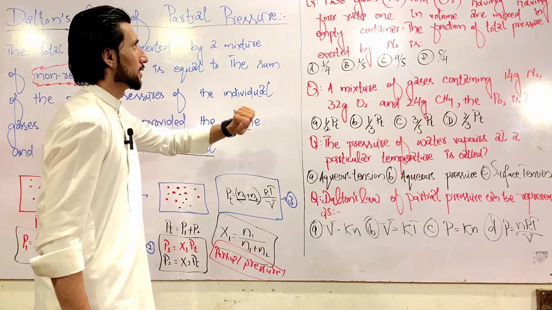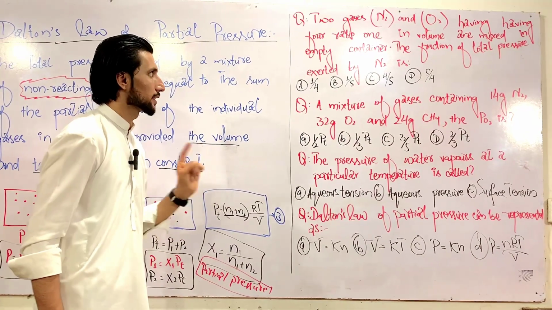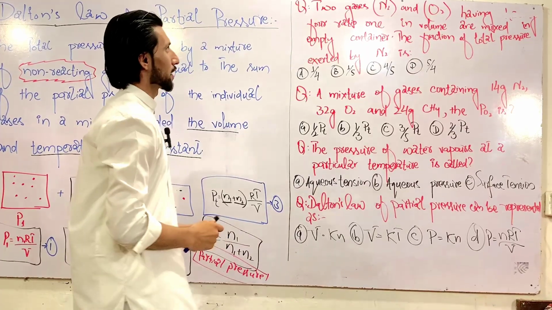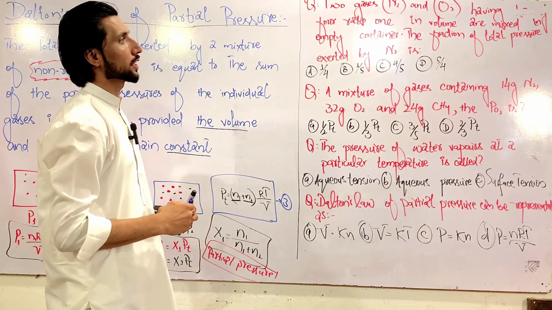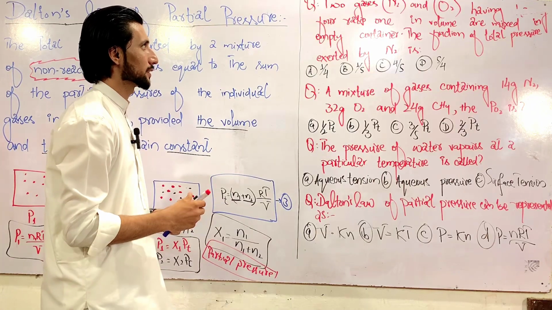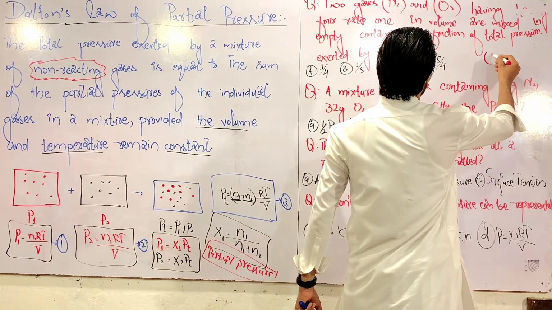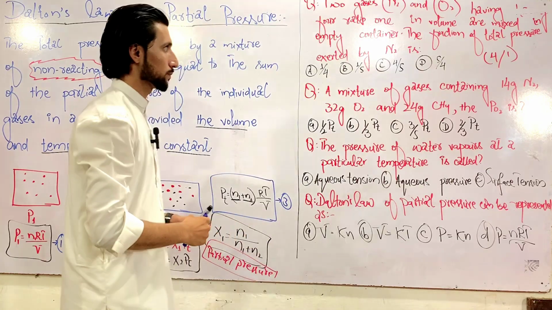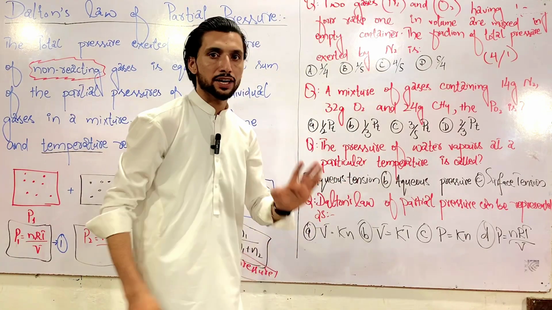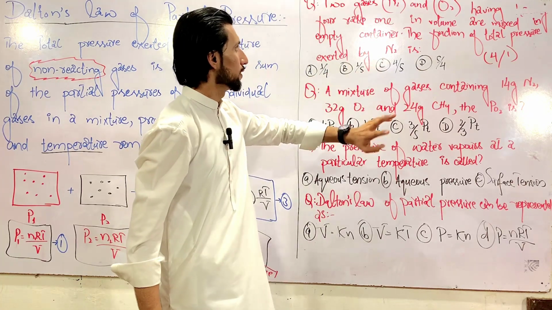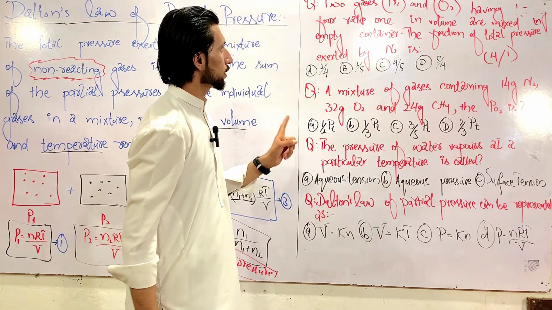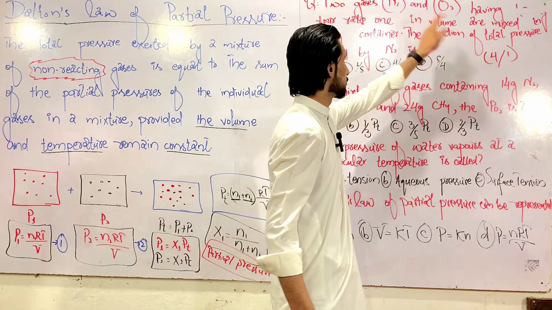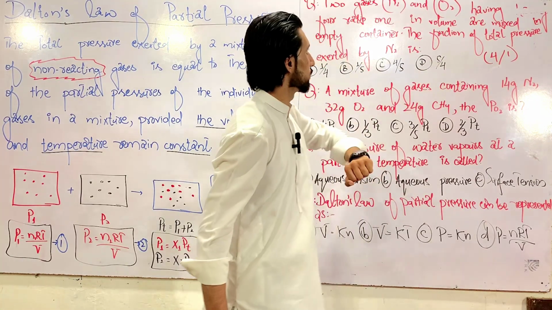MCQ number 1 says two gases, nitrogen and oxygen, are mixed in a 4:1 ratio by volume in an empty container. Nitrogen is present 4 times and oxygen 1, so if I have 4 volumes of nitrogen, I have 1 volume of oxygen.